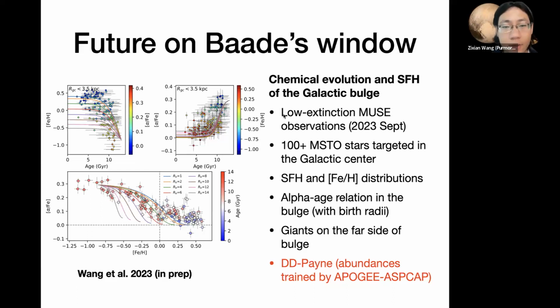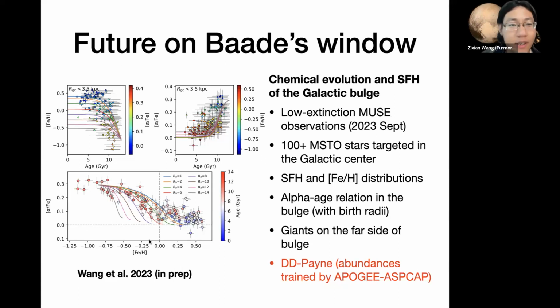And I have estimated that I can get more than 100 stars with measured ages, because they are the best age proxy. If we can get more stars, we have the ability to study the star formation history in the galactic center, and maybe obtain a better picture of its formation history. That'd be really nice. And this paper is in preparation.